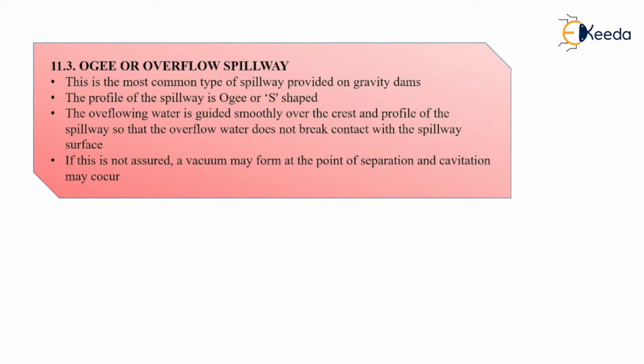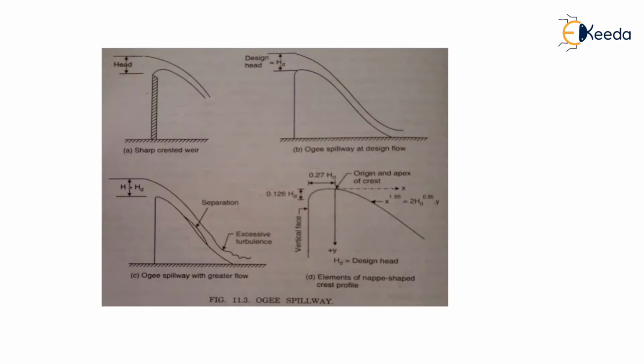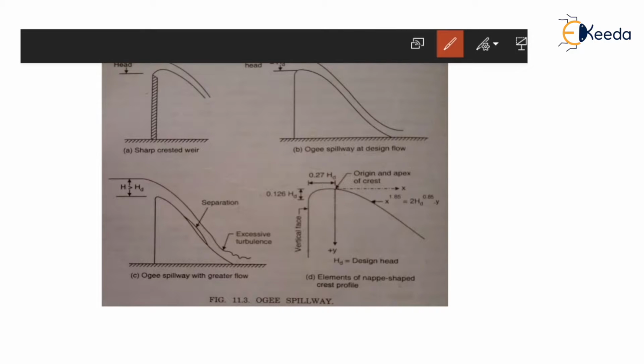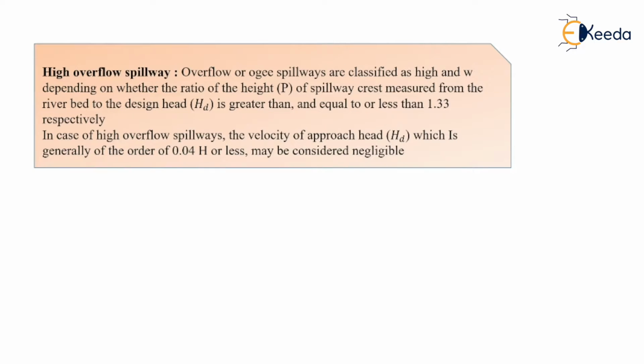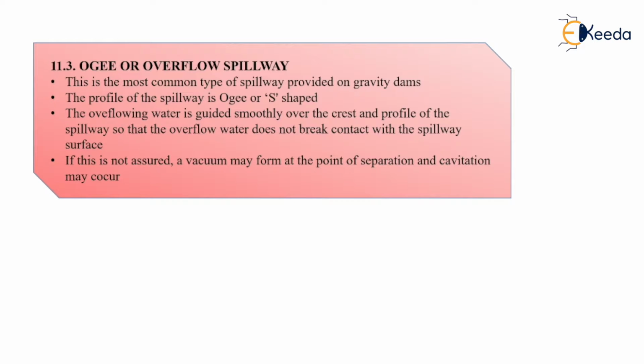Generally, the profile of the spillway is of an S shape. Here you can see this S shape, the profile of this spillway is like an S shape. Hence, it is called an S shape spillway as well as an Ogee spillway.